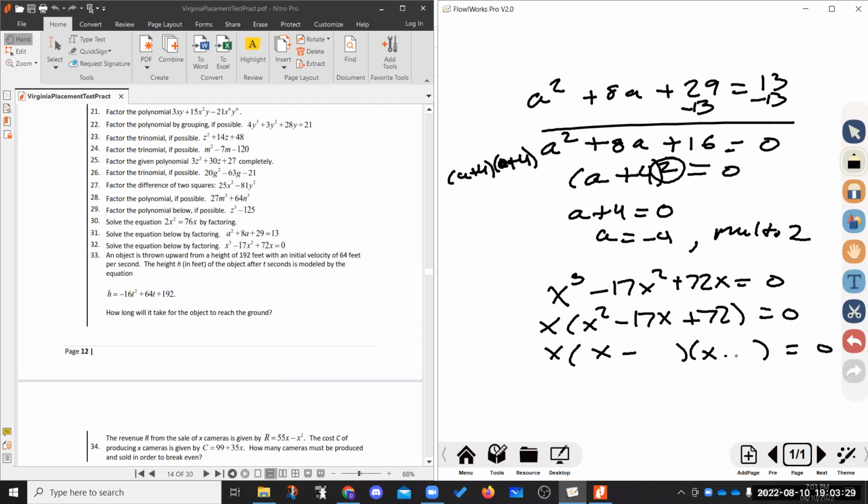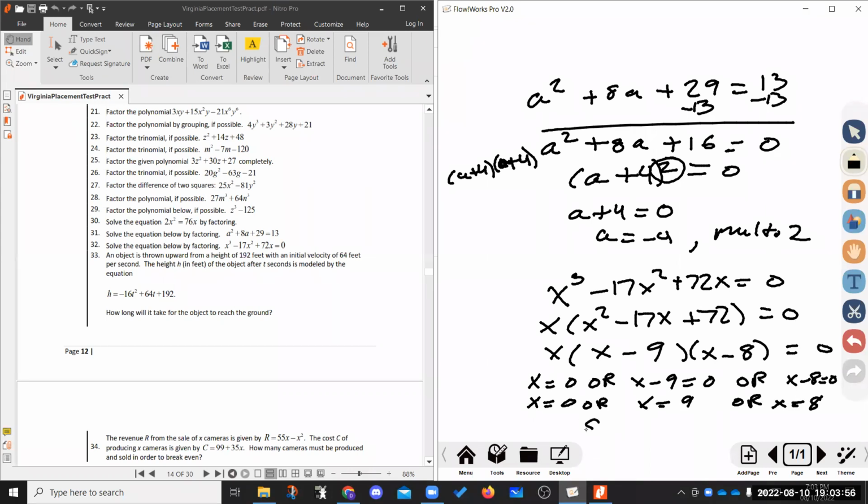Signs are the same, they're both negative. Factors of 72 that add up to be 17 are going to be 8 and 9. So x is equal to 0, or x minus 9 equals 0, or x minus 8 equals 0, which gives x equals 0, or x equals 9, or x equals 8. So I'm going to give a solution set of 0, 8, or 9.